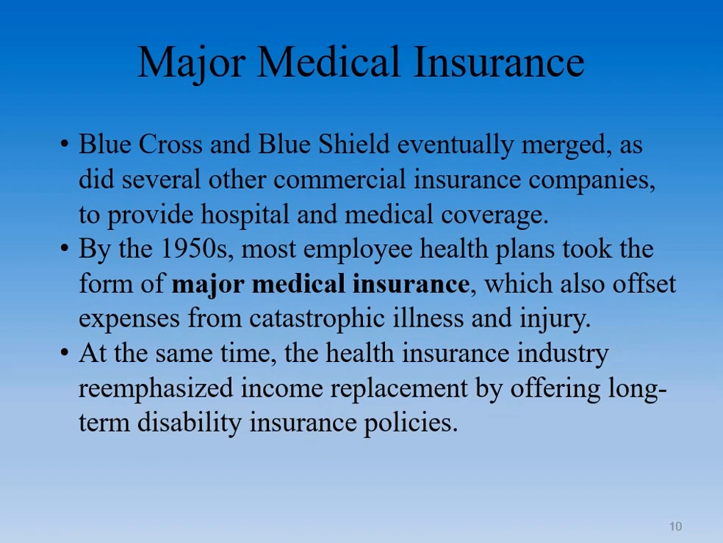Major medical insurance, historically Blue Cross and Blue Shield, eventually merged, as did several other commercial insurance companies, to provide hospital and medical coverage, physician costs. By the 1950s, most employee health plans took the form of major medical insurance, which also offset expenses from catastrophic illness and injury. At the same time, the health insurance industry reemphasized income replacement by offering long-term disability insurance policies.